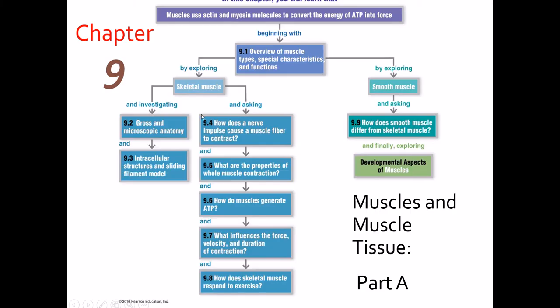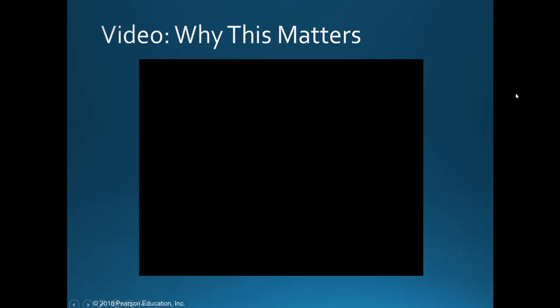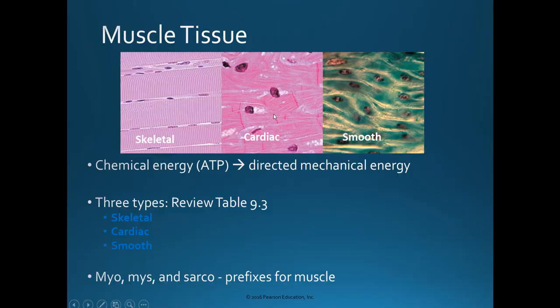So as the little video said, the chapter is focusing primarily on skeletal muscle, although we might talk a little bit about smooth muscle too. The third muscle type, cardiac muscle, you will discuss more extensively when you get to the cardiac chapter in A&P 2.